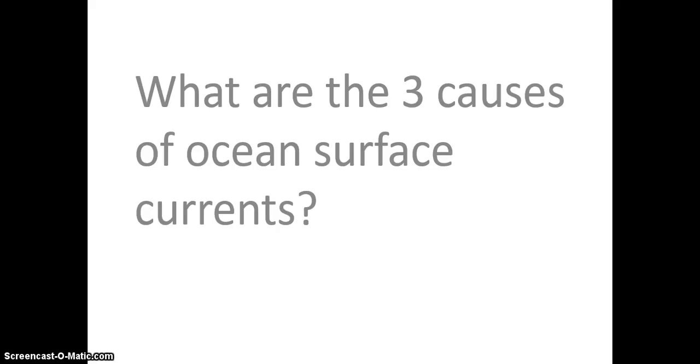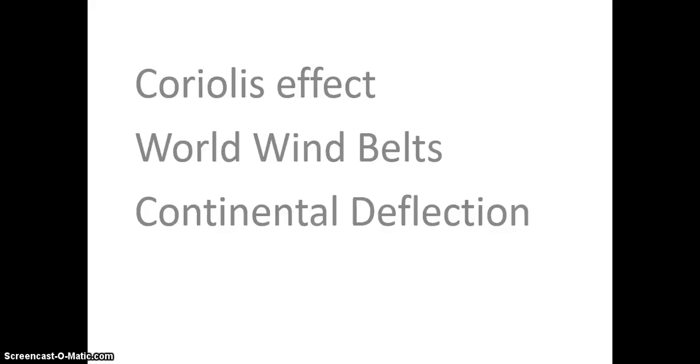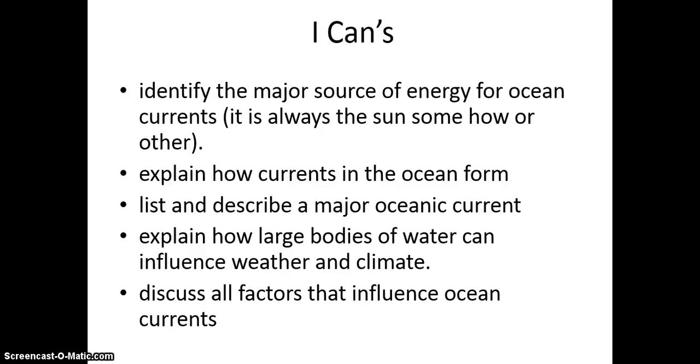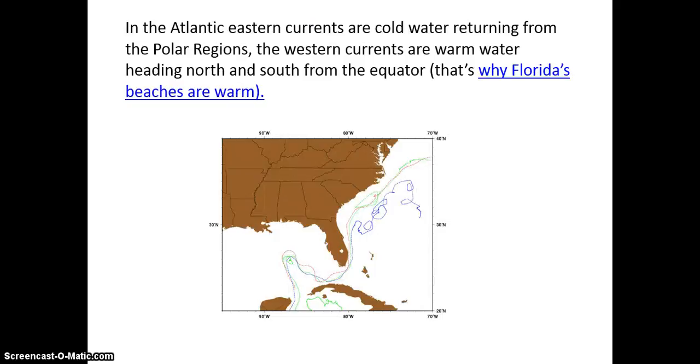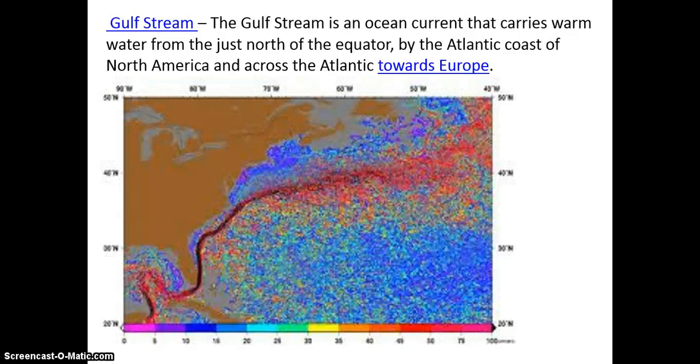First, quick review. The three causes of ocean surface currents, which we've already reviewed, were the Coriolis effect, wind belts, and continental deflection. Today, I would like to go over how large bodies of water can influence weather and climate, especially when we're talking about currents.